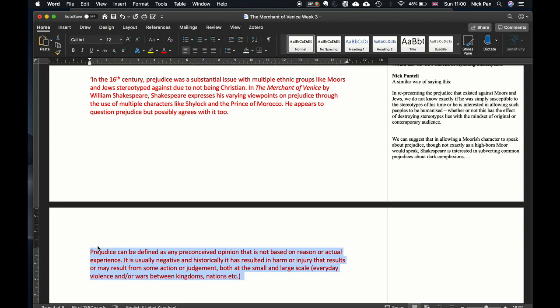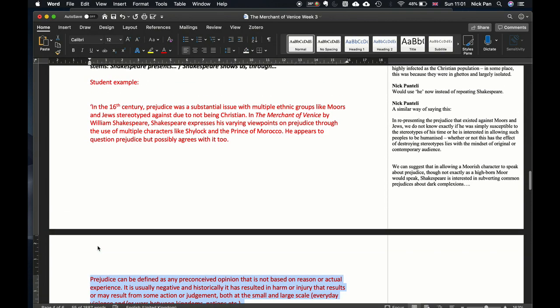That's a bit abstract and vague, but prejudice is usually negative, and historically it has meant that violence has been inflicted on certain groups of people, both at the level of more casual interactions, but also things like wars at the larger scale between kingdoms, between different kinds of social structures that exist: kingdoms, fiefdoms, nations, modern nation states, tribes, and so on.